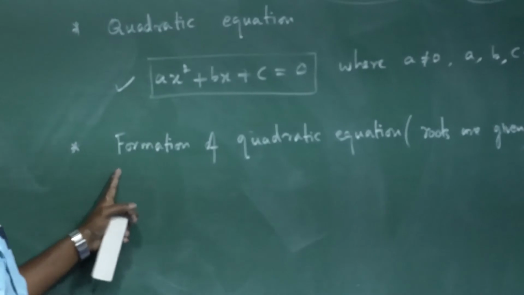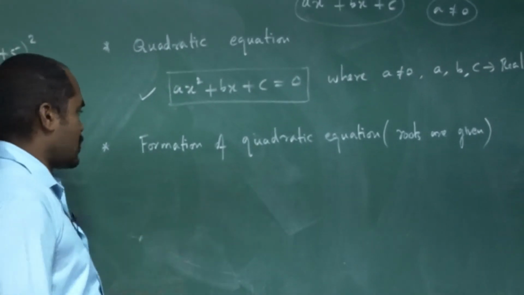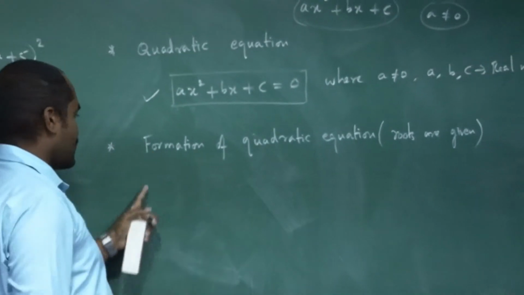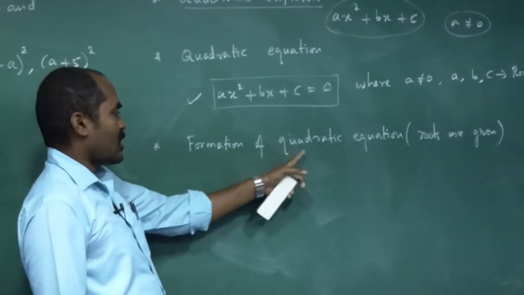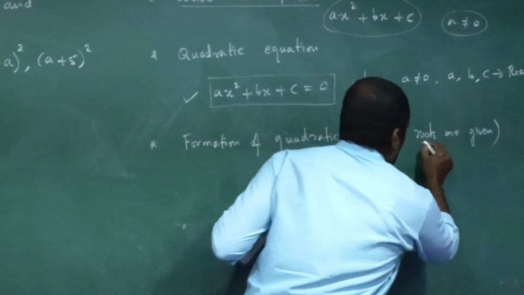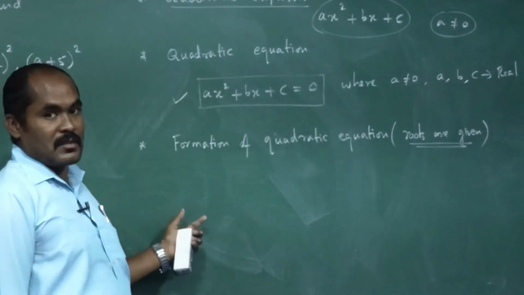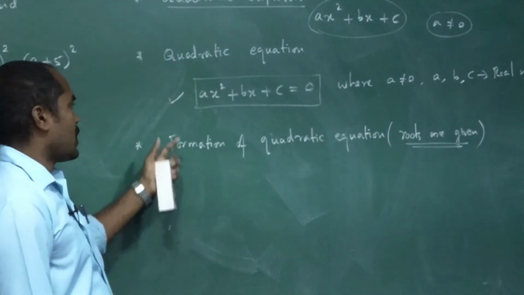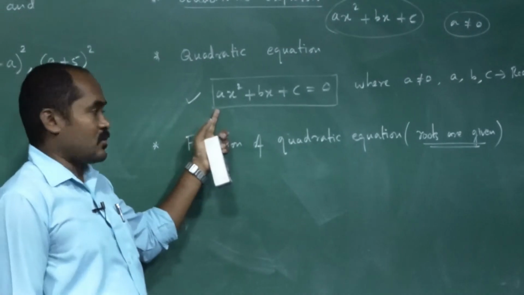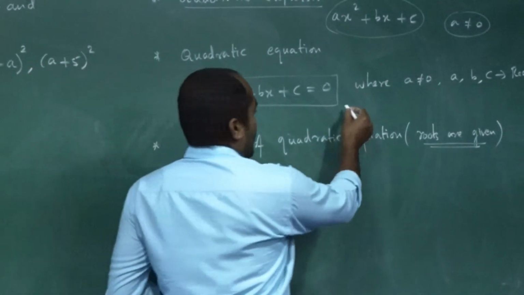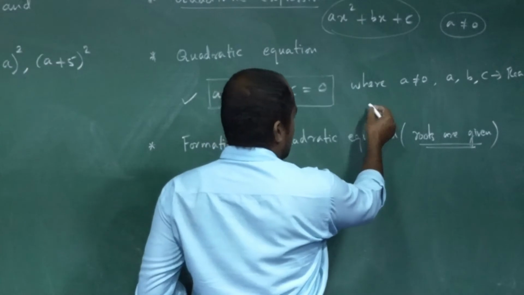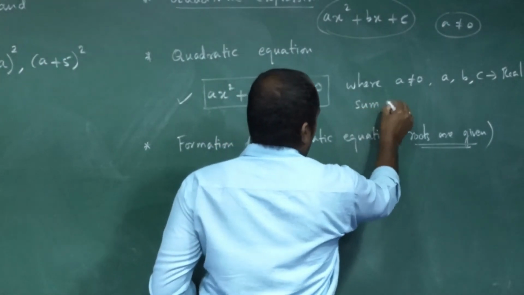Listen. Formation of a quadratic equation. This formula is very important. Formation of a quadratic equation whose roots are given. What do roots mean? Roots are nothing but solutions. A quadratic equation has two solutions. Suppose alpha and beta are the two solutions, how do we find the sum of roots?